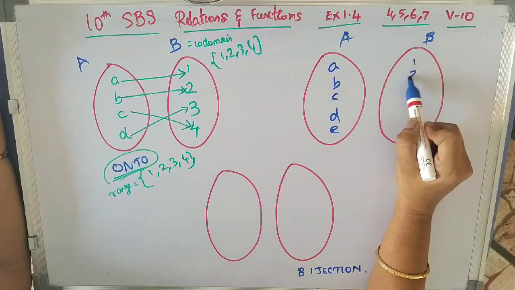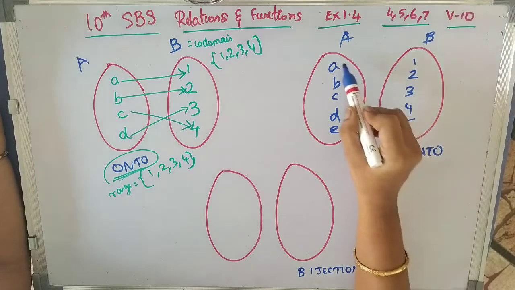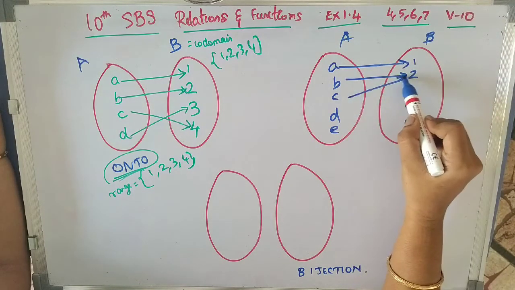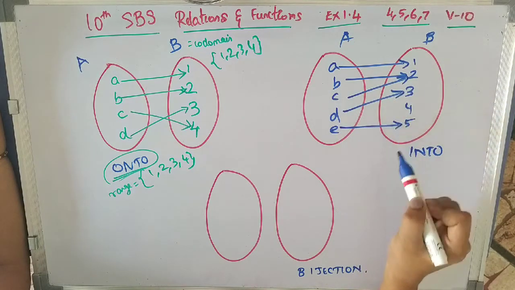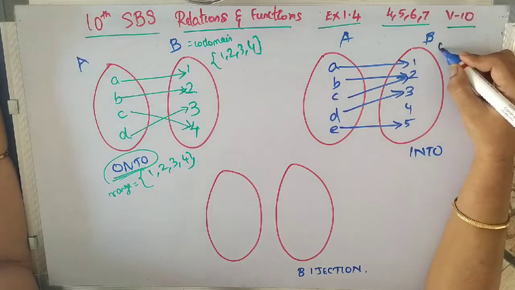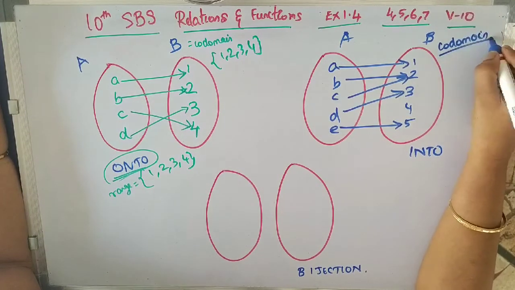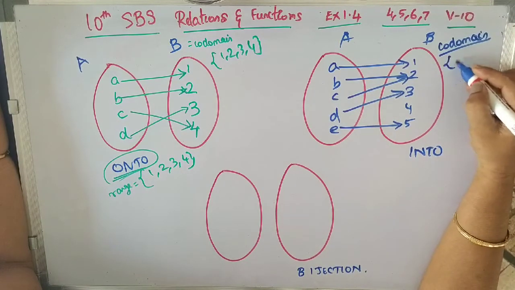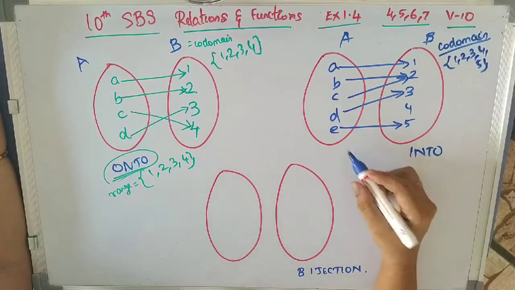Now what are the elements in A here? A, B, C, D, E and B has 1, 2, 3, 4, 5. A's image is 1, B's image is 2, C's image is 2, D's image is 3, E's image is 5. Now what is the codomain? I have already said all the elements in the second set are the codomain: 1, 2, 3, 4, 5. Isn't it? What is range?